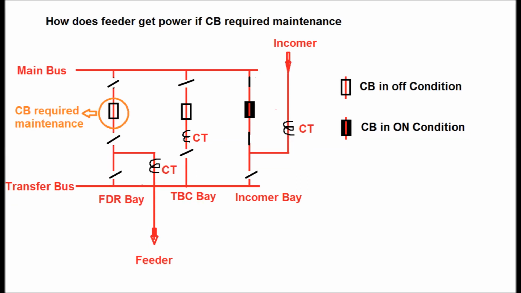Now consider that the circuit breaker of the feeder bay requires maintenance, but power flow through the feeder cannot be interrupted. Therefore, the feeder is diverted to the TBC or transfer bus coupler bay so that the power can flow towards the feeder without any shutdown, uninterruptedly. How the power will flow through the TBC bay will be discussed now.